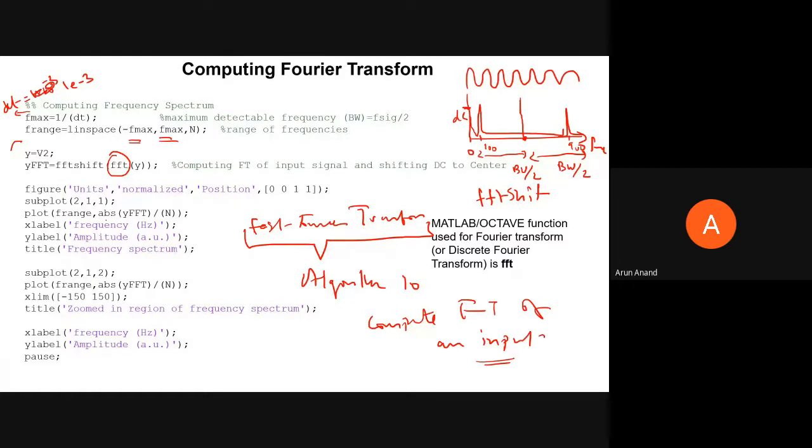So that is what is being done here. Where have I used it? Yeah, here it is. After computing the FFT, I am basically shifting the DC part to the center. If I use FFT shift, your DC comes to the center, and then you have your plus 100 hertz here and your minus 100 hertz here. Am I clear? Yes, I got it.